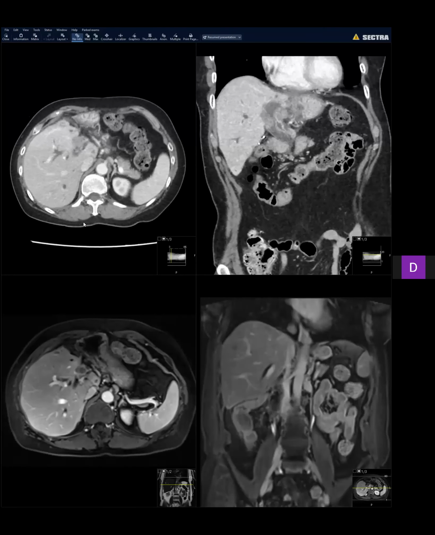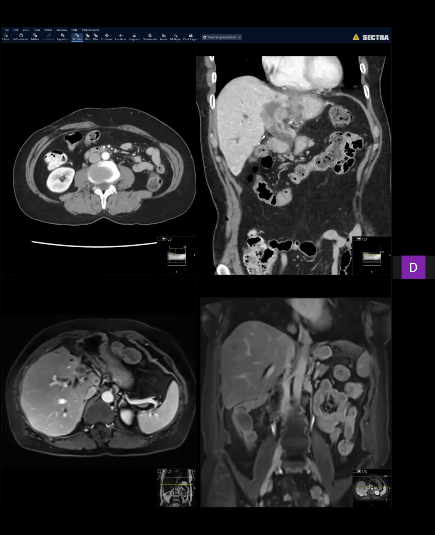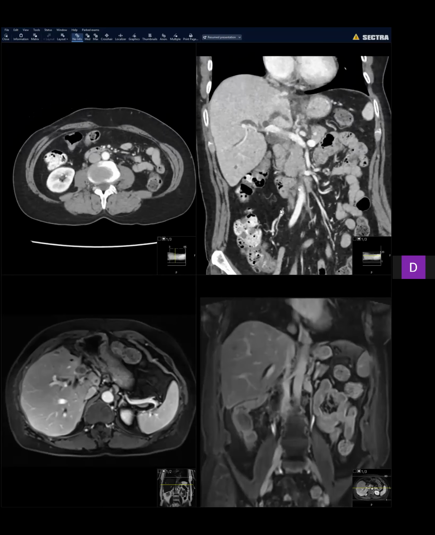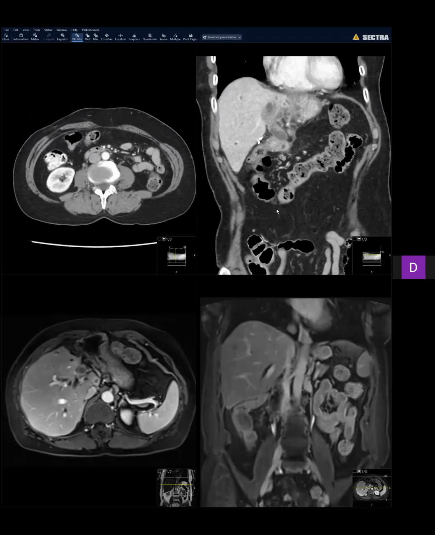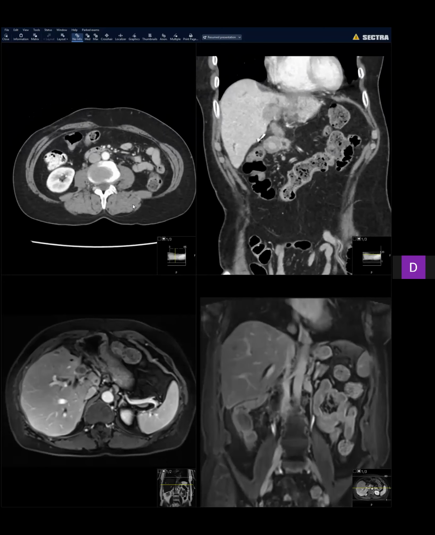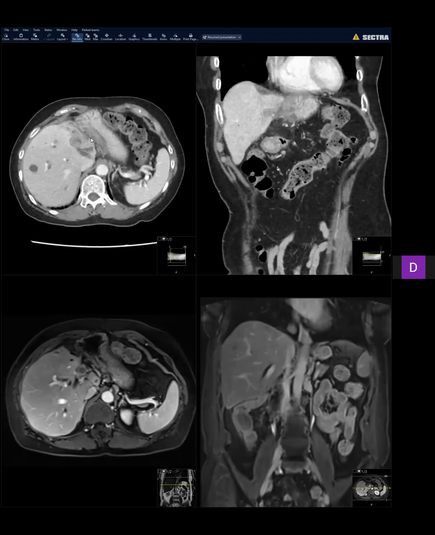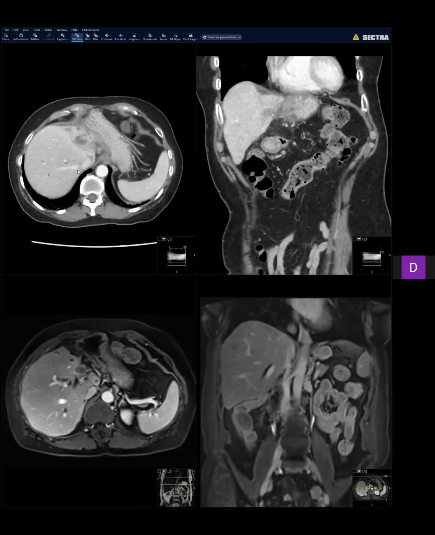I'll scroll the images first. That's the axial, coronal. So she's a 62-year-old female. She had past history of rectal cancer and had solitary met in the left lobe, and that's why you see changes from segmental resection here. But after many years, she presented with abdominal pain and CT done.